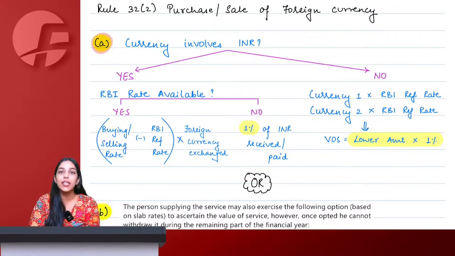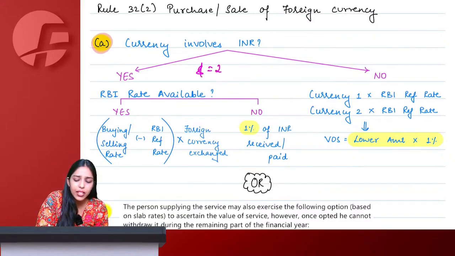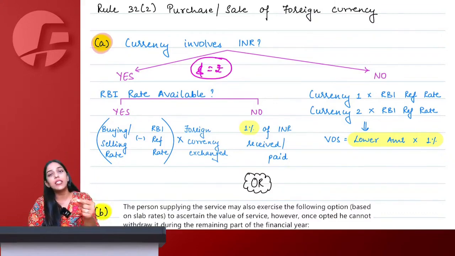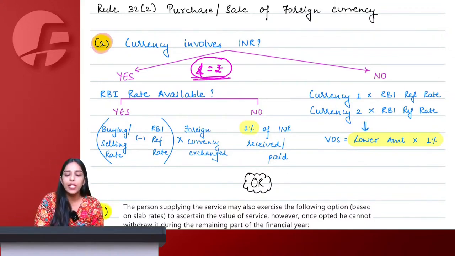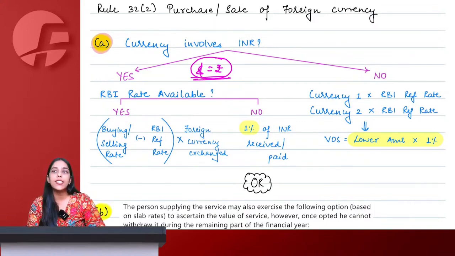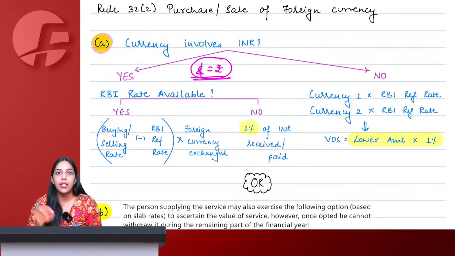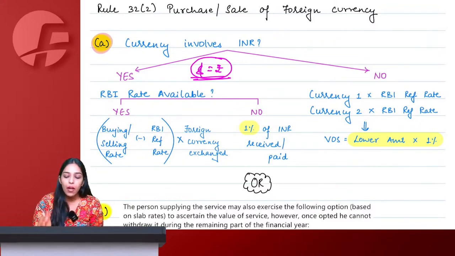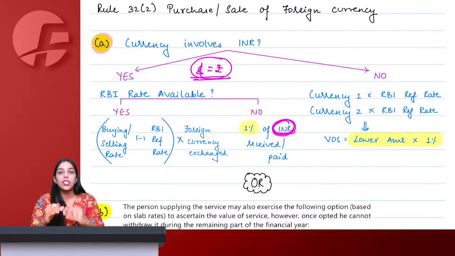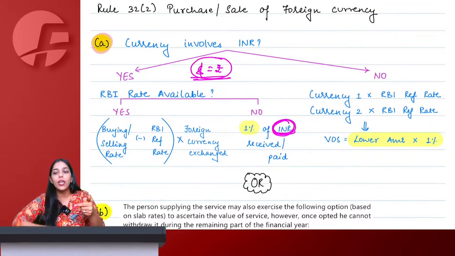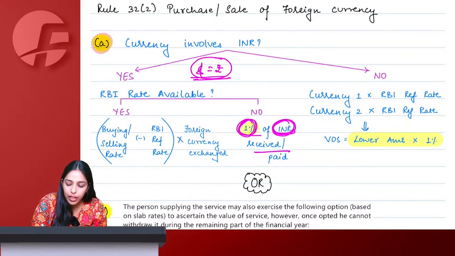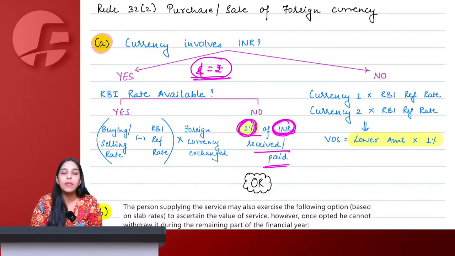But the 2 currencies that I am exchanging involve INR. I am exchanging dollar for rupee. Then in that case, next question that you will ask, whether RBI reference rate is available for this. Let's say dollar rupee reference rate is available, but we exchanged, let us say, a currency of Kazakhstan, tenge. So tenge to rupee. Now tenge rupee reference rate is not available. Then what to do? Whatever INR, whether I exchanged tenge for rupee or rupee for tenge, I gave INR or I received INR, doesn't matter. If the exchange rate for my foreign currency that I am exchanging is not available, then in that case 1% of whatever I am receiving or paying, that only becomes my value of supply.